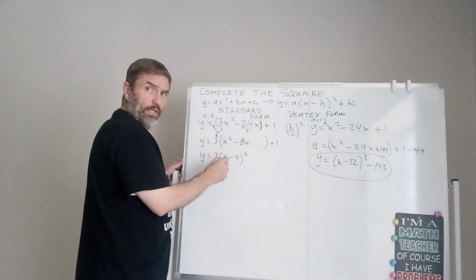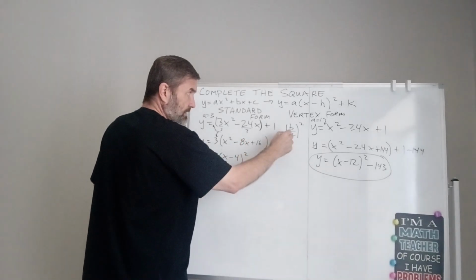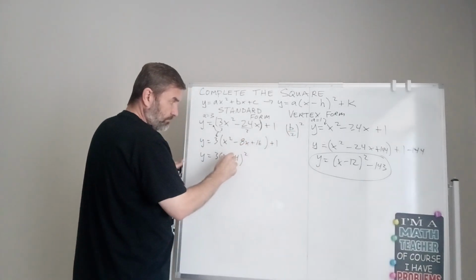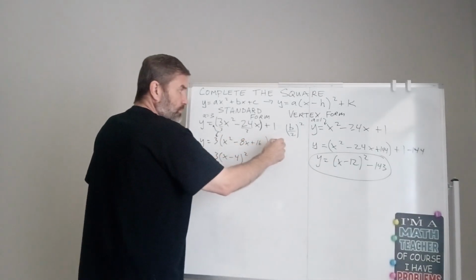Now, to do that though, I needed a what squared? 4 squared. So what's 4 squared? Plus 16. See, b over 2 squared. There's your b over 2. There's your b over 2 squared. Don't subtract 16 out here.